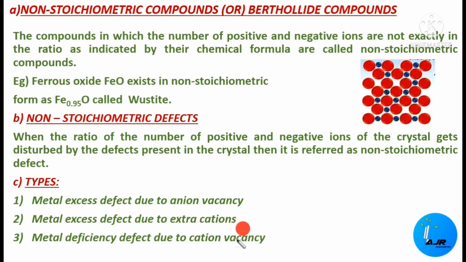Next, we are going to see the types of these non-stoichiometric defects. There are three different types. The first one is metal excess defect due to anion vacancy. The next one is metal excess defect due to extra cations. And the last one is metal deficiency defect due to cation vacancy. Now we are going to see them one by one with examples.